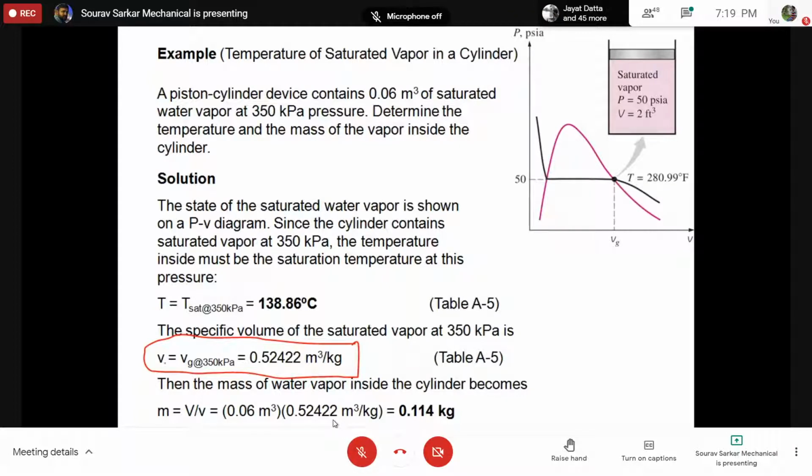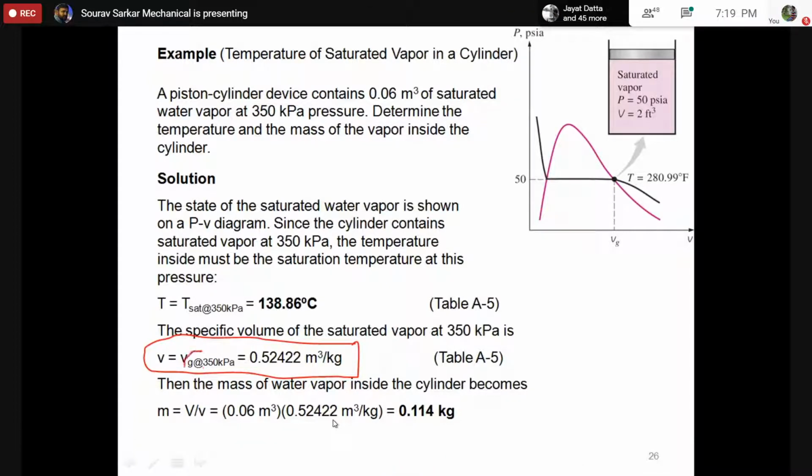So if I know the final volume and it is G, why is it G? Because it is written as saturated water vapor. Okay. So if they ask me to find the mass, I will simply divide this total volume by the specific volume. So this is nothing but V into rho, because one by specific volume is the density. So rho into volume equals mass. So I will get my mass.